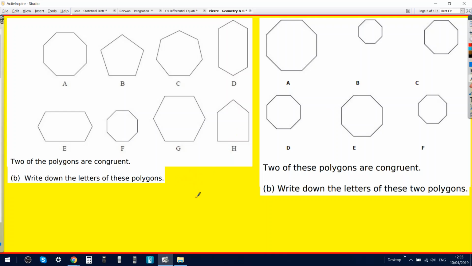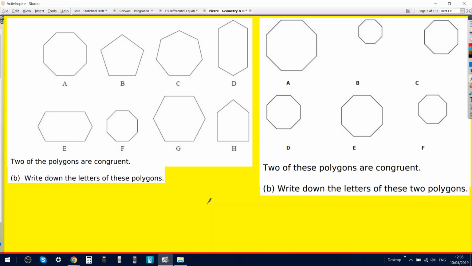Two of the polygons are congruent. Write down the letters of these polygons. Do you know what congruent means? No, I've not stumbled across that. Identical. It might be rotated or moved around, but it's identical. So A would be one of those shapes. So what is it identical to?